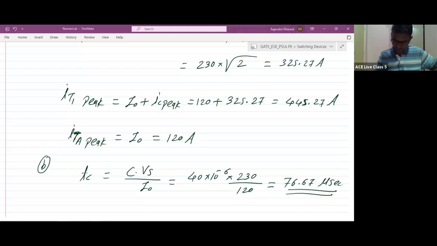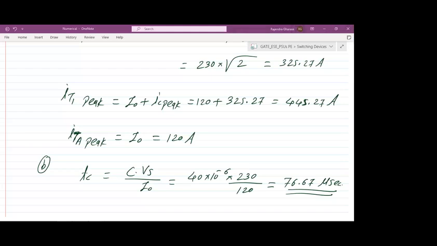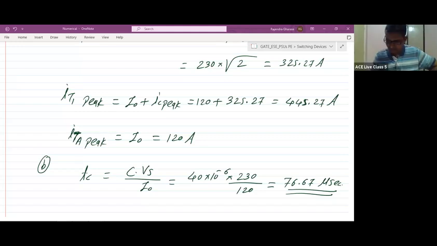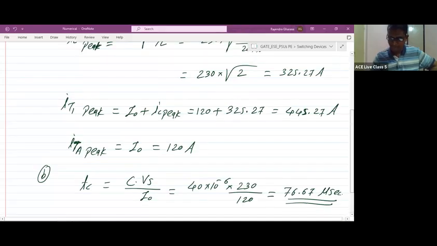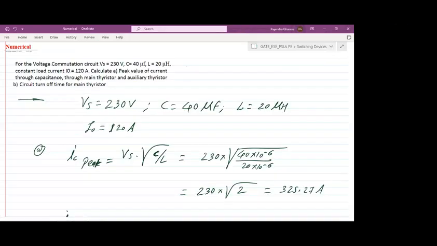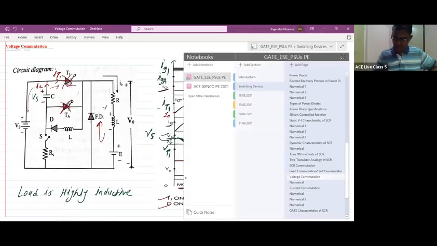Yes. Hello, sir. Yes, please. You are audible, please. Sir, can you go for graph, sir, once again? TC. Just a minute. Let me allow all the students. So, which graph? Sir, this one, voltage computation graph. Voltage commutation. Okay, okay, yes.